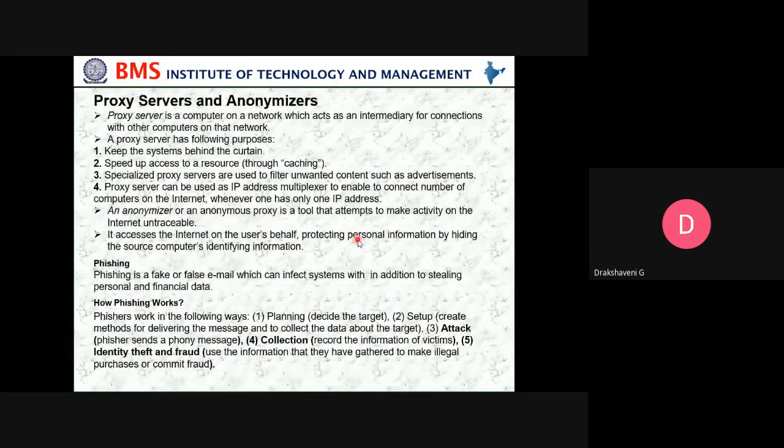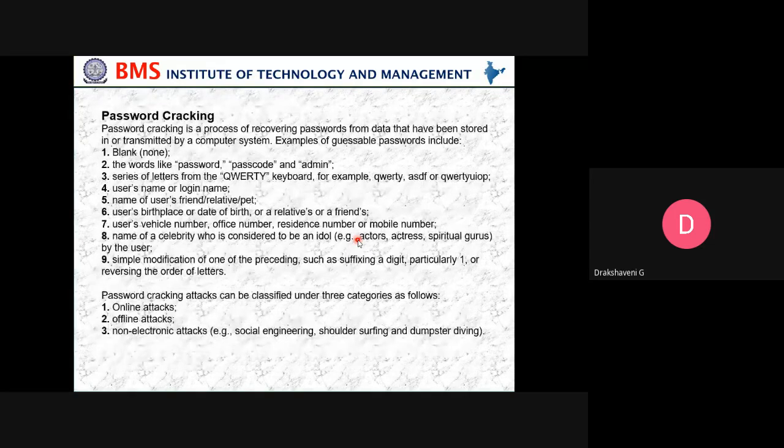Then we have seen about a proxy server and an anonymizer, why we use a proxy server and what the work of an anonymizer is. Then we have seen phishing and how phishing works. And then how password cracking takes place: what is password cracking, online attacks, and offline attacks.